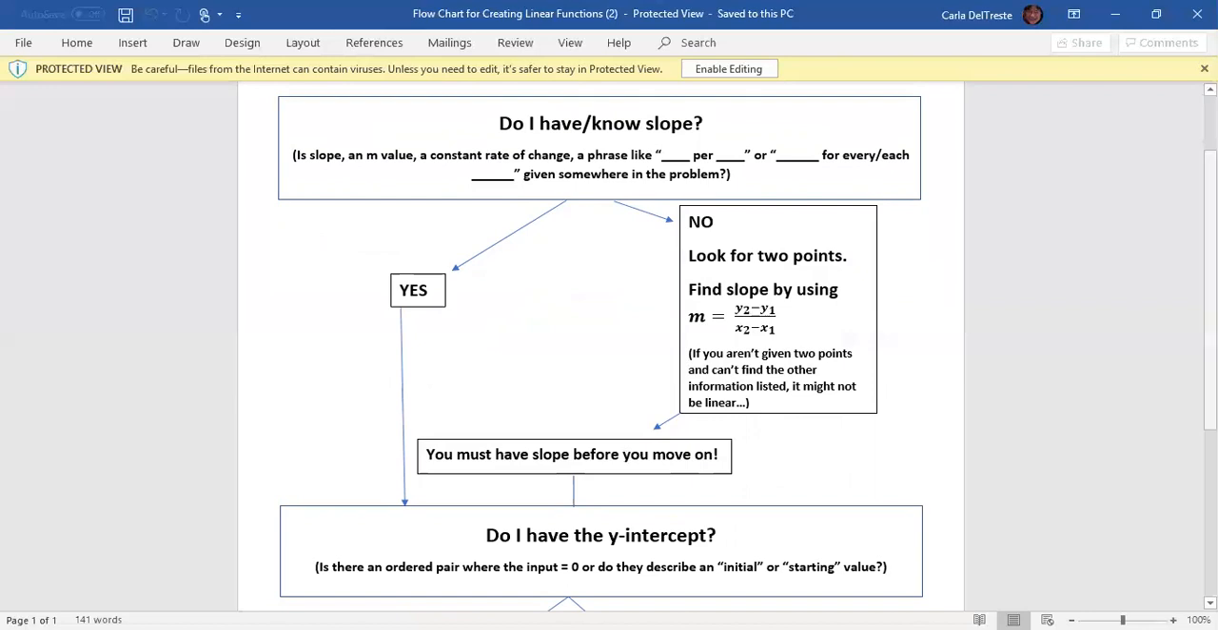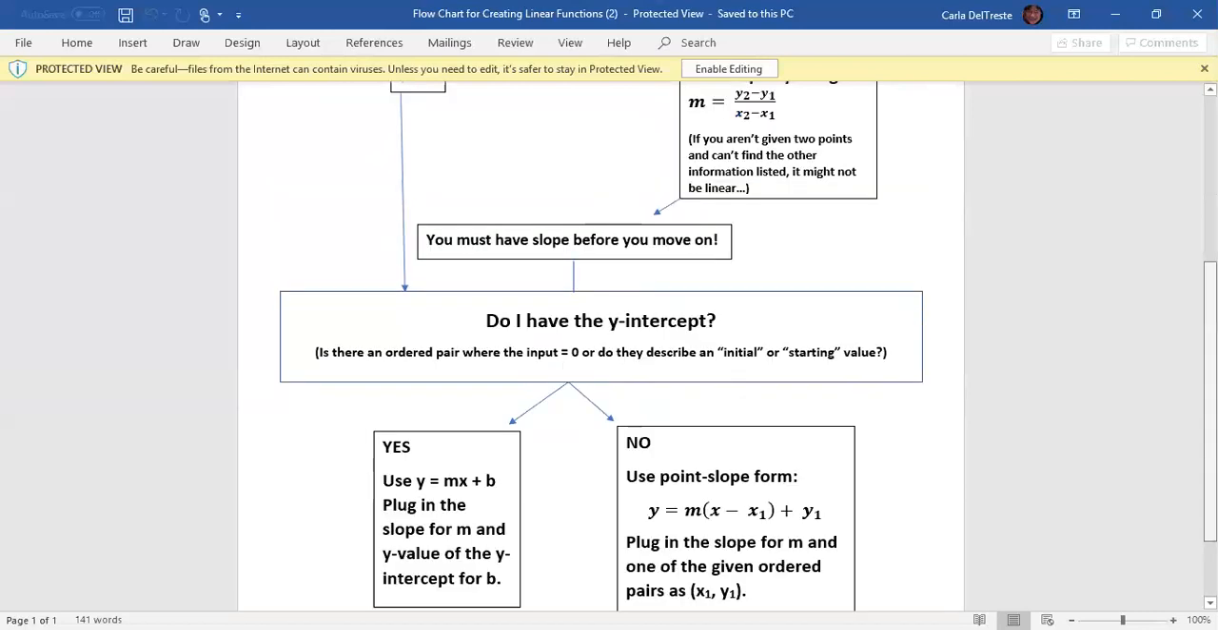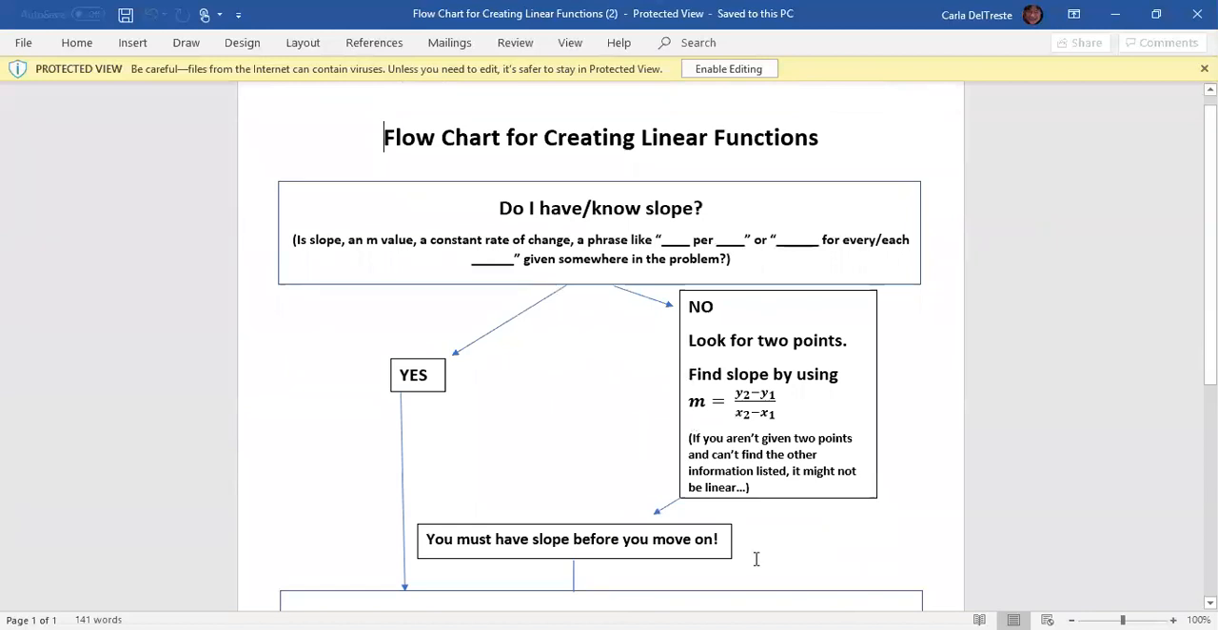Then you ask, do I have the y-intercept? If you have the y-intercept, then you can jump into y equals mx plus b. You have the slope, you have the y-intercept, everything gets plugged right in. If you don't have the y-intercept, if you say no, then you use point slope form, which is the one from the previous video and the one we're going to be using here, because you'll have a slope, you'll have at least 1 ordered pair, and you'll be able to plug in. You can have this up on your screen also as a reference if you want, but again, this is available through Blackboard.